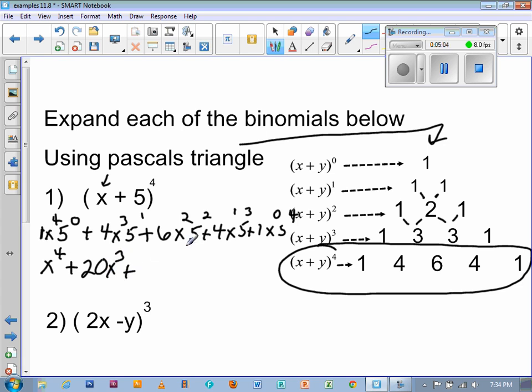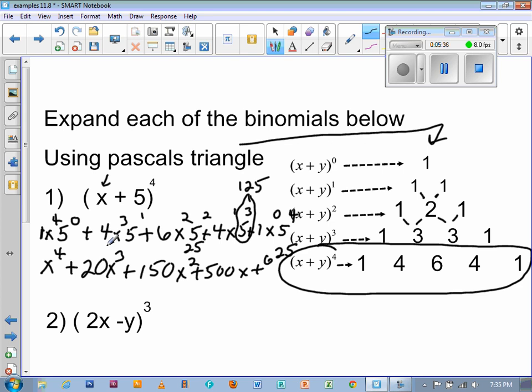Simplifying over here, that's 25. Remember, 5 squared is 25 times 6 is 150, x squared. Then plus, we got 5 to the third power here, which is 125. 5 to the third power is 125. Times 4 would be 500x, and then plus 5 to the fourth power at the end would be 625.